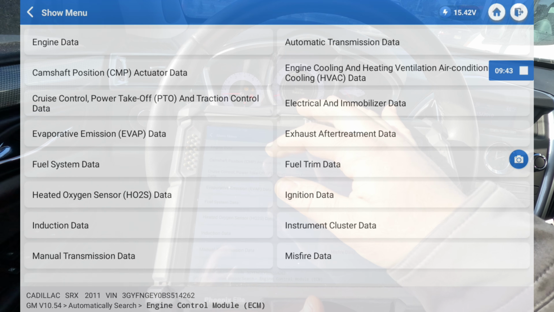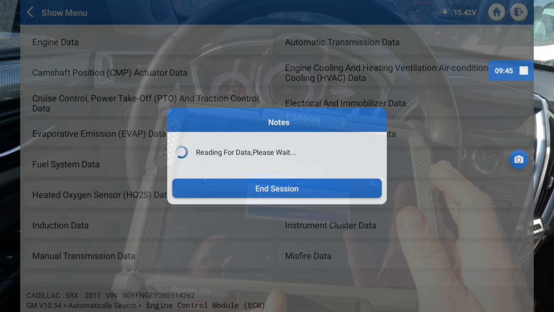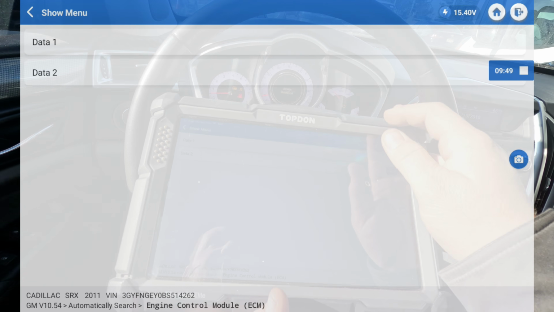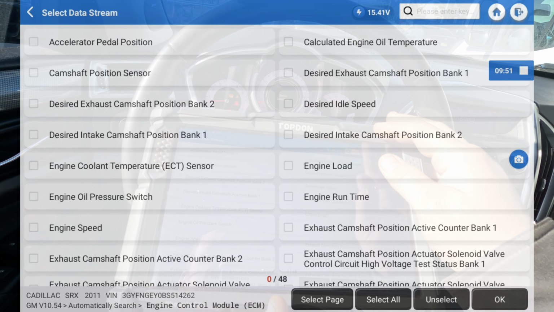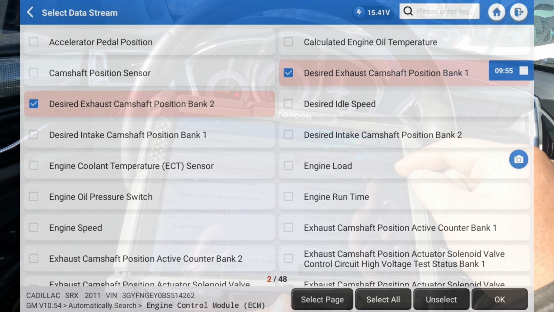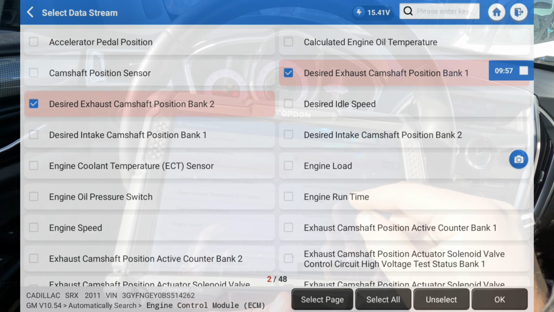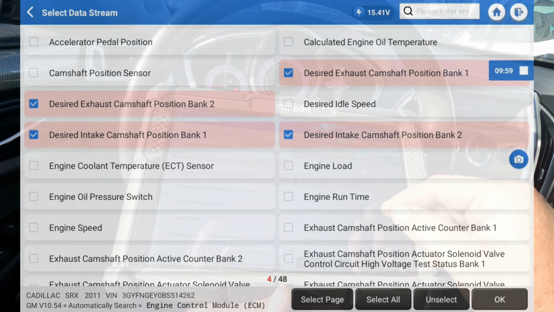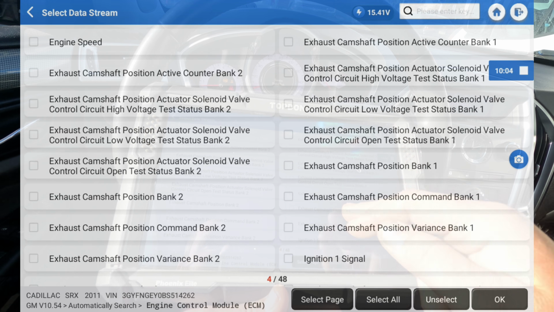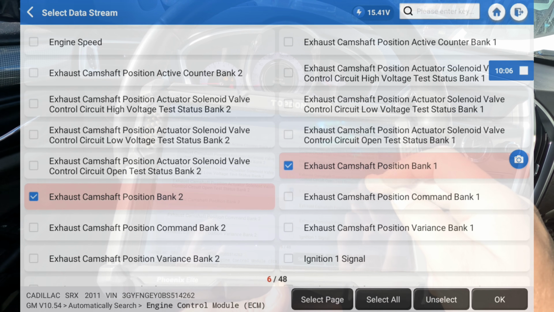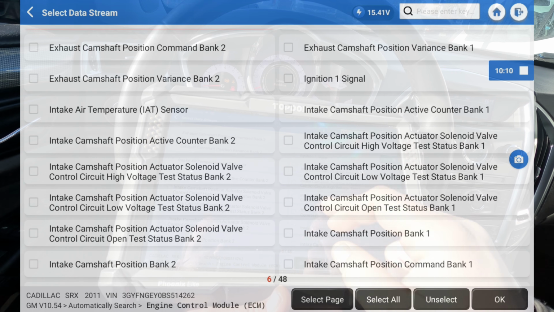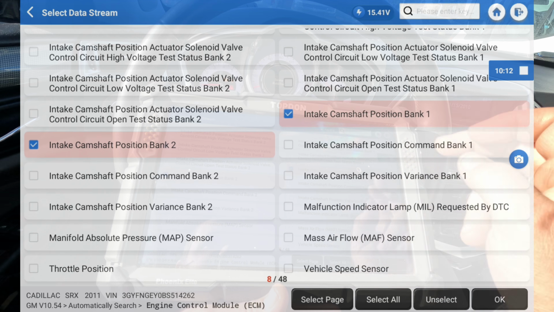Nothing there. This is it. That has the camshaft data. Data 2 is just the engine oil life. Okay, desired exhaust camshaft, bank 1 and bank 2. Desired intake, bank 1 and bank 2. Now I need the actual positions. Exhaust camshaft position, bank 1, bank 2. And intake camshaft position, bank 1 and bank 2.